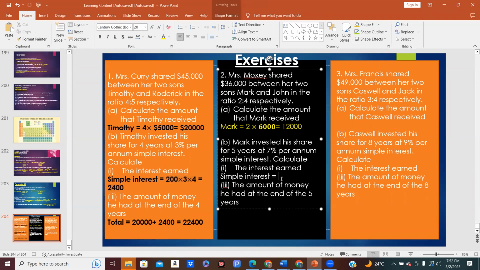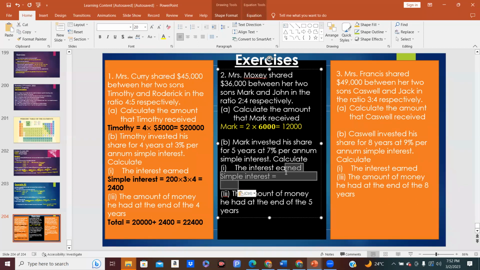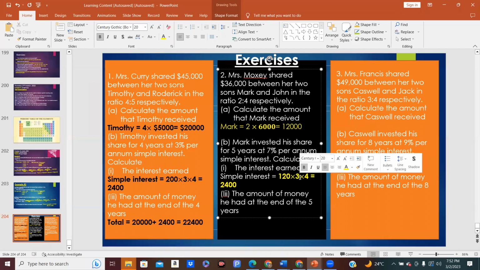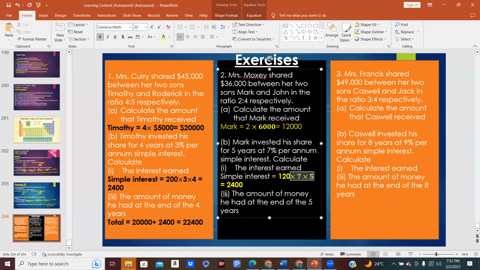840 times 5 over 1. So once I multiply 120 by 7, it's 840, right? Yes, sir. Times 5. What should I get? 840 times 5 over 1, which is going to be 4,200. Is that correct? Anyone else got that? Yes, sir. That's correct.